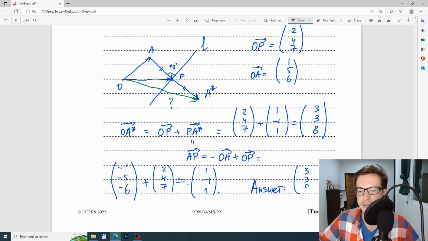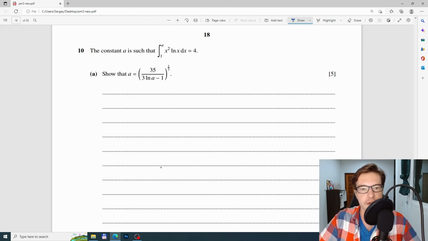(3, 3, 8). Next question is about integration, and I'll have to integrate the product of two functions. And whenever I have to do this, chances are that I will have to use integration by parts. And the formula for that is the integral of u dv/dx equals uv minus the integral, and I will have to switch the derivative. So v du/dx. Now the question is, which function is going to be my u and which function is going to be my dv/dx?